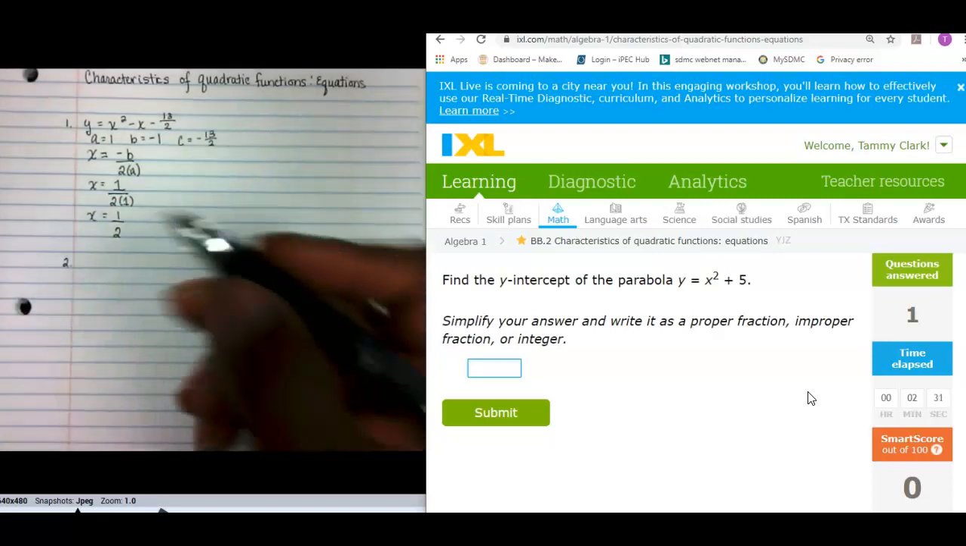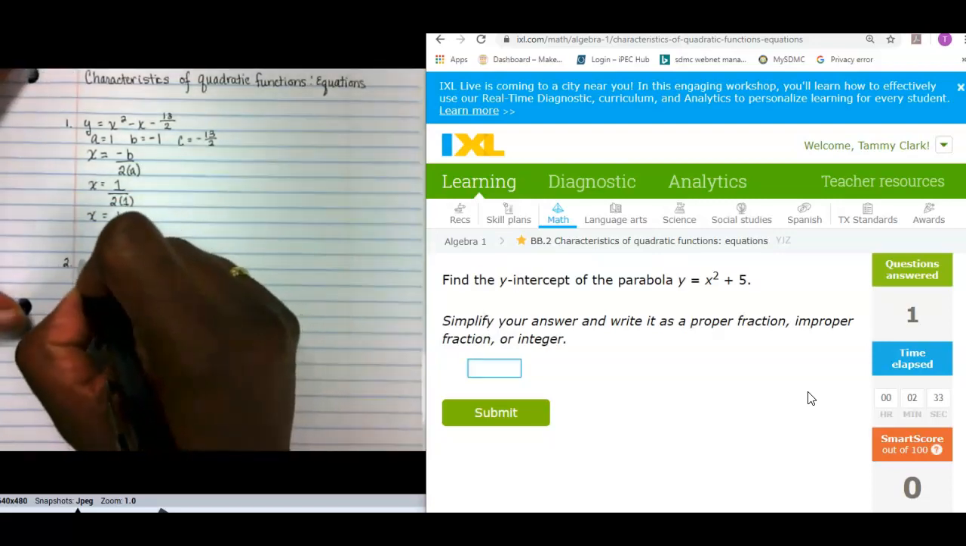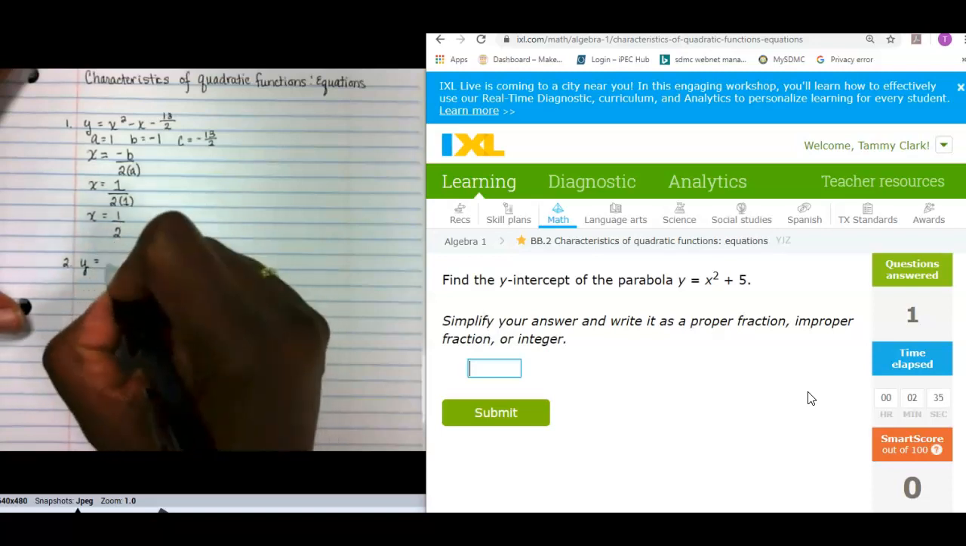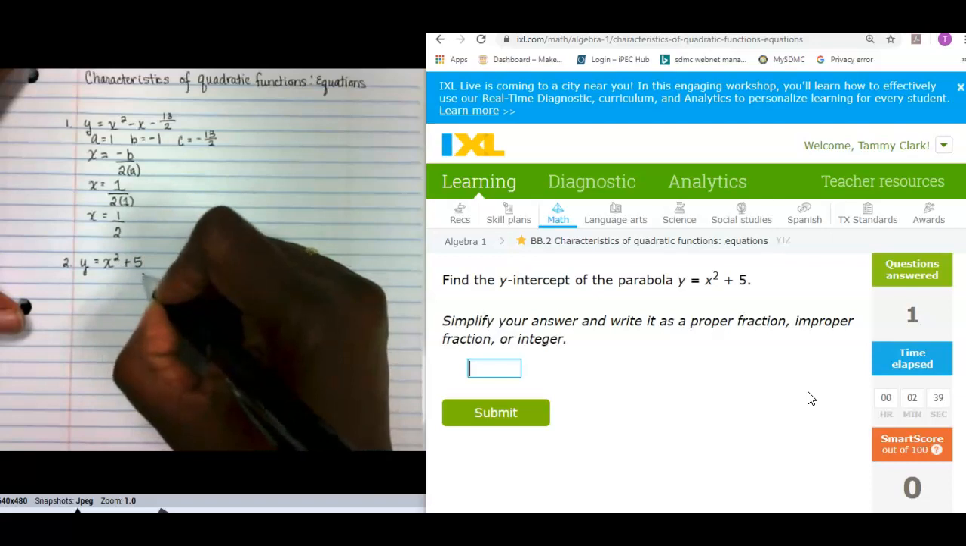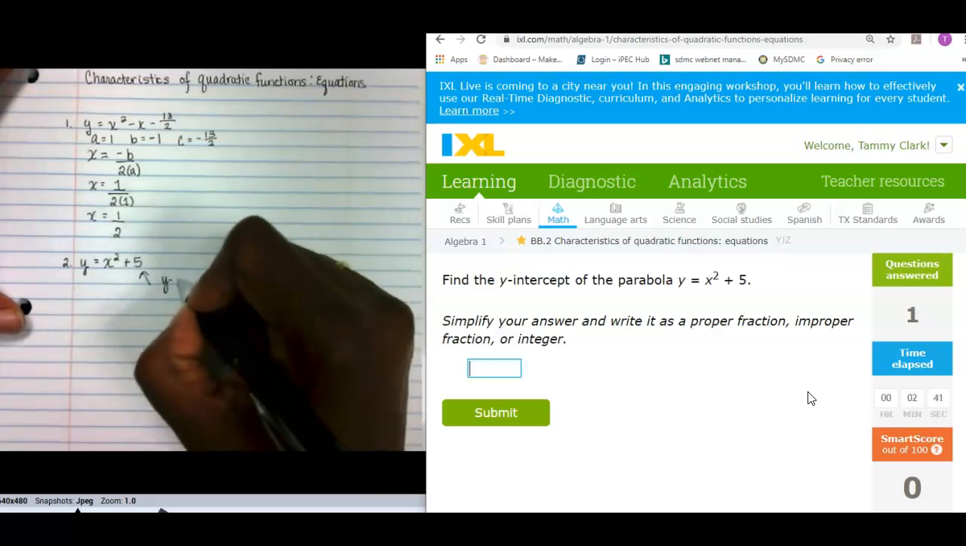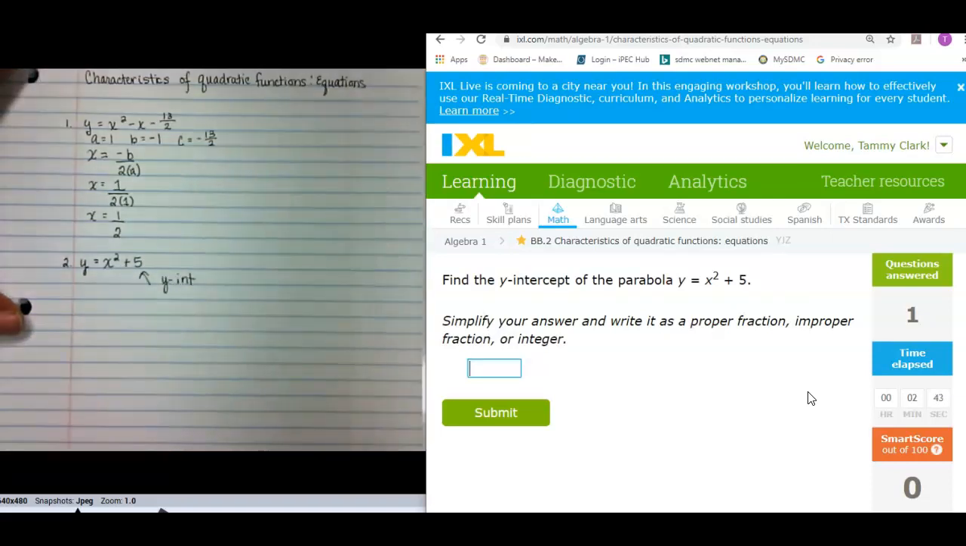All right, number 2. What is the y-intercept of x squared plus 5? Well, if you remember, the constant is always the y-intercept. So we're just going to put 5.